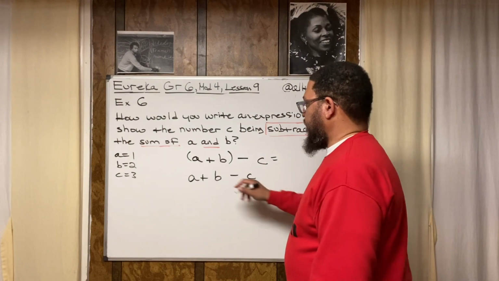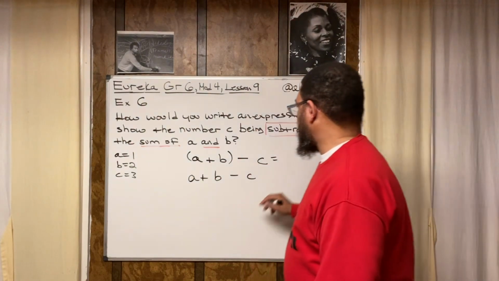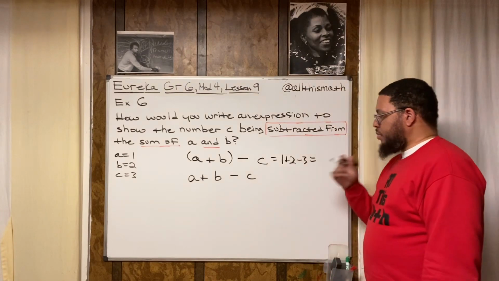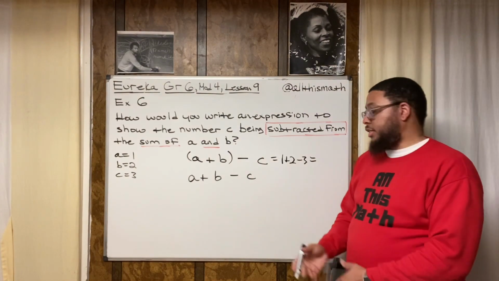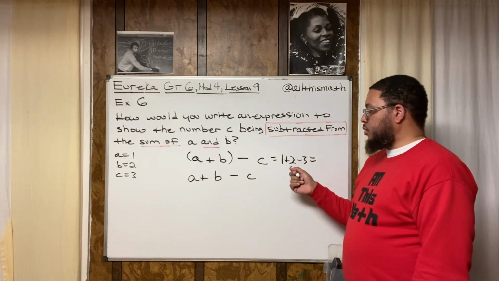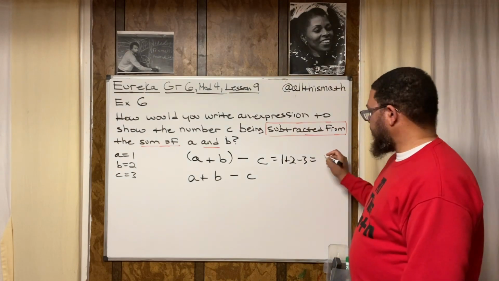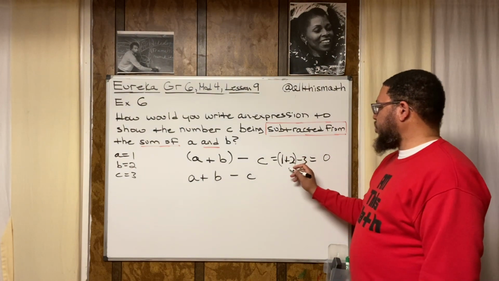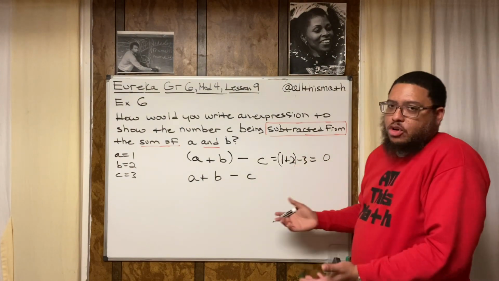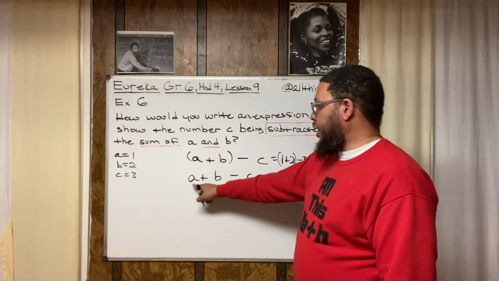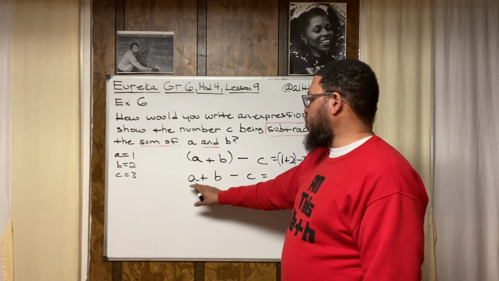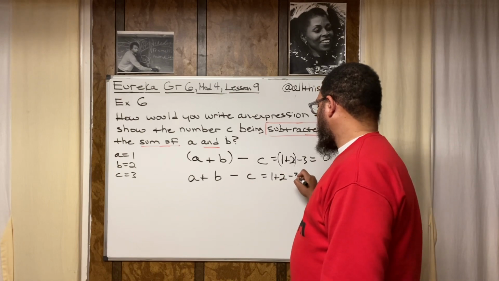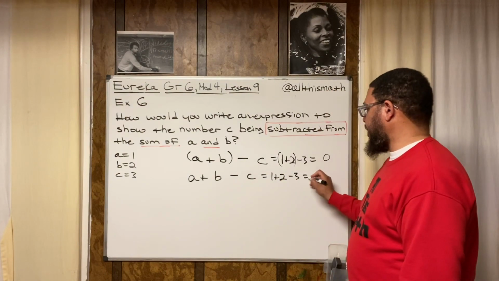So let's do this. Let's see, A plus B minus C. So that's 1 plus 2 minus 3. What's 1 plus 2 minus 3? If I follow order of operations and work from left to right, 1 plus 2 is 3. 3 minus 3 is 0. It's still going to be 1 plus 2 minus 3 here. So 1 plus 2 is 3, and 3 minus 3 is 0.